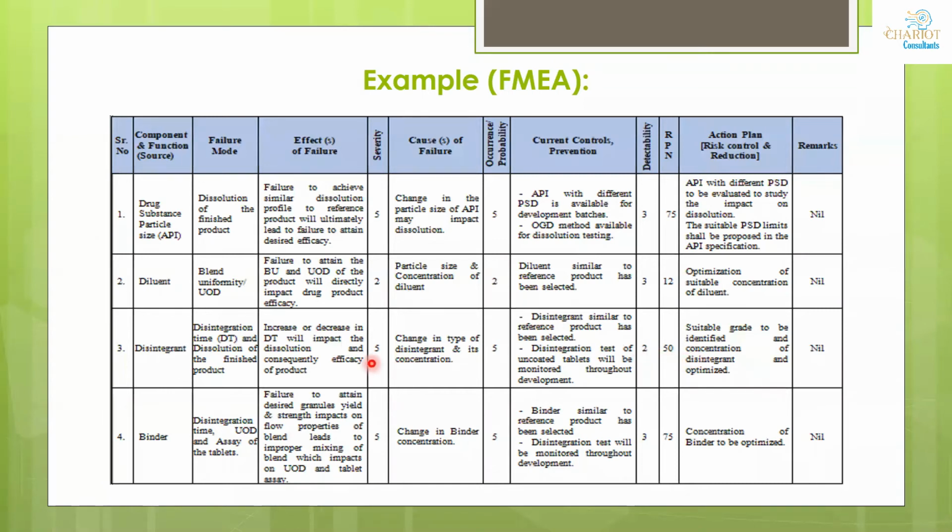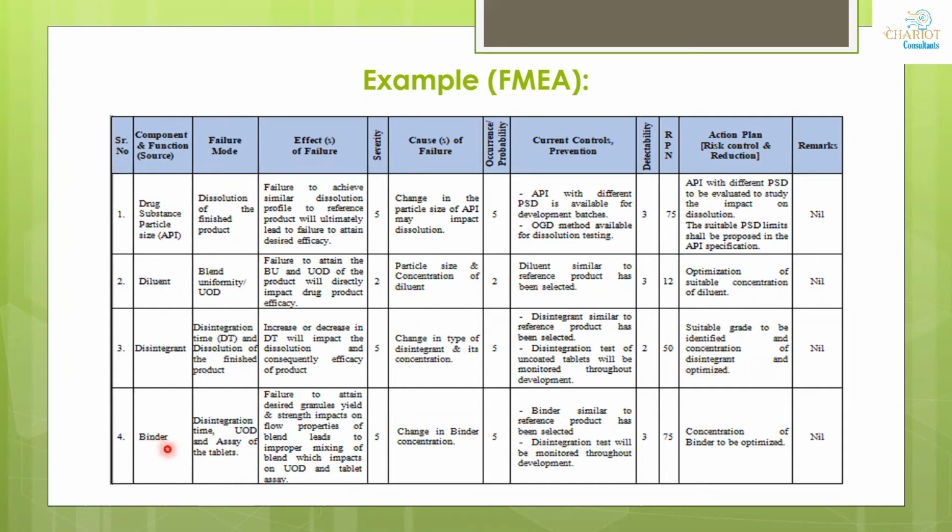So when we talk about your RPN number, it will be 50, so your risk will be intermediate. You need to work on this risk, since it is medium. What is your action plan for that? A suitable grade needs to be identified, and the concentration of disintegrant will be optimized: how much concentration you need to use.